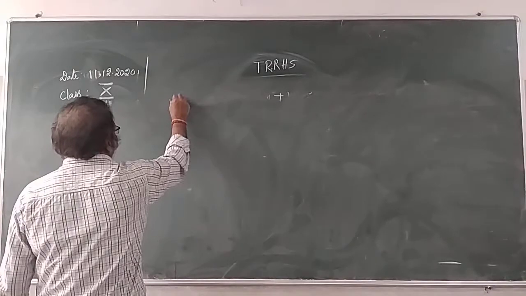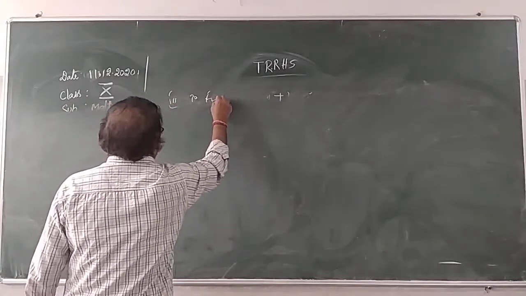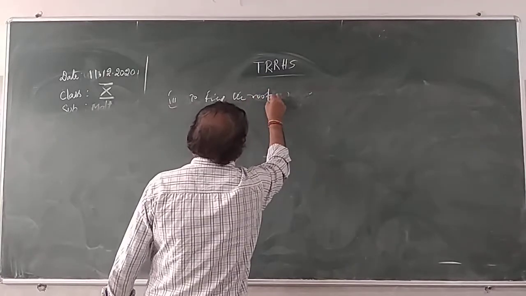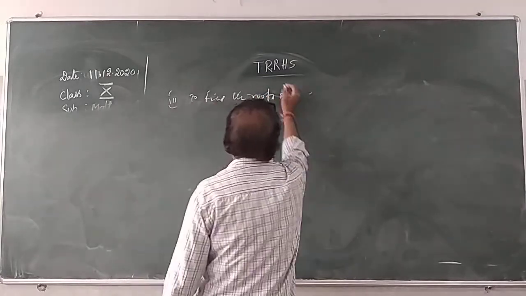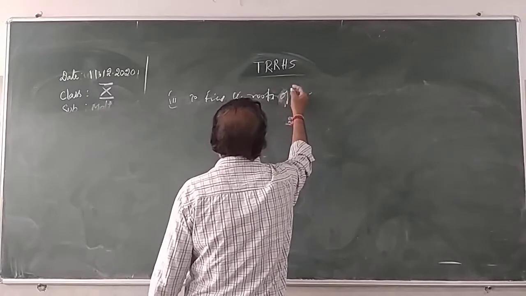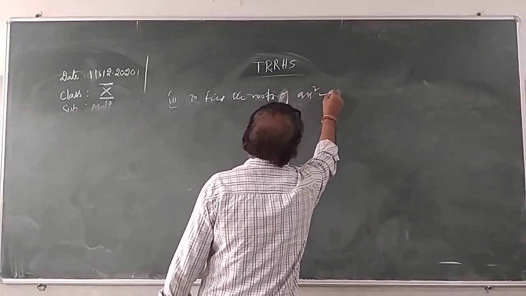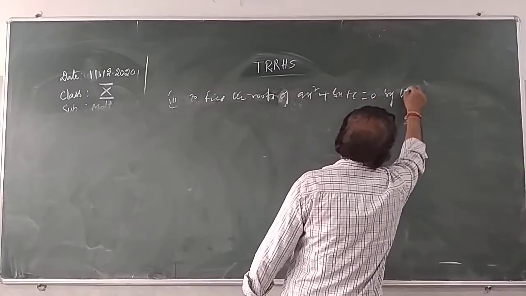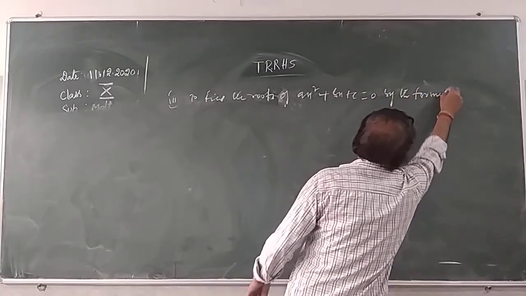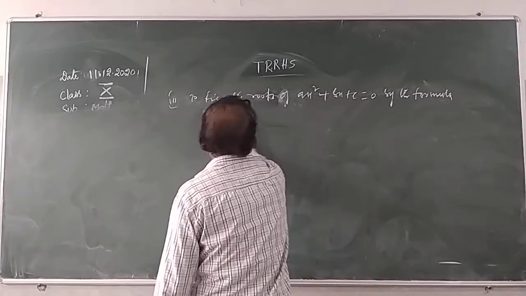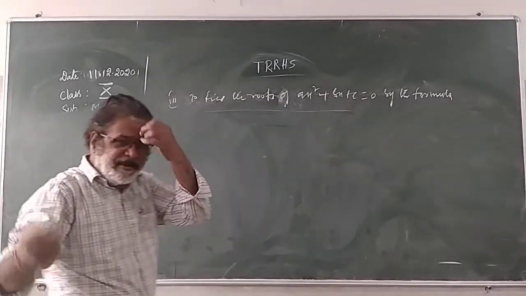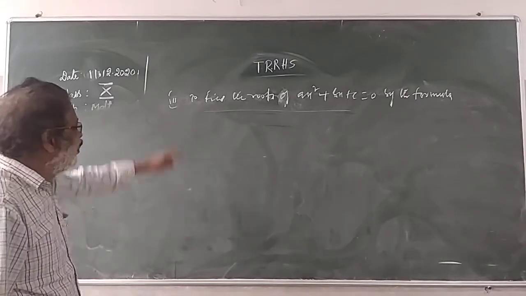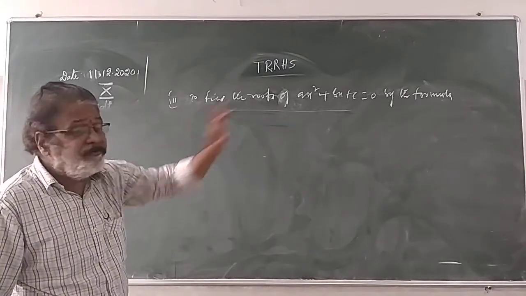Third method: to find the roots of ax square plus bx plus c equal to 0 by the formula. First method is factorization. By factorization method, we can find the roots. Second method is completing the square. Third method is by the formula.